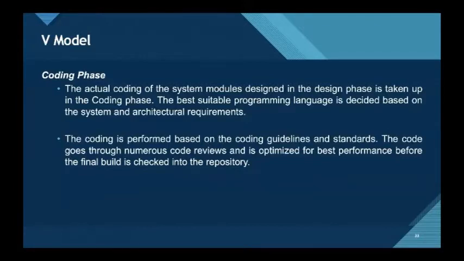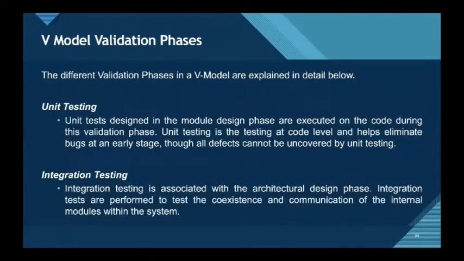The actual coding of the system modules designed in the design phase is taken up in the coding phase. The best suitable programming language is decided based on the system and architectural requirements. The coding is performed based on the coding guidelines and standards. The code goes through numerous code reviews and is optimized for best performance before the final build is checked into the repository. So the different validation phases in a V model are explained in detail below.